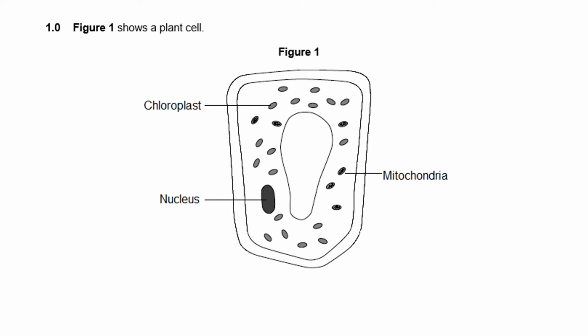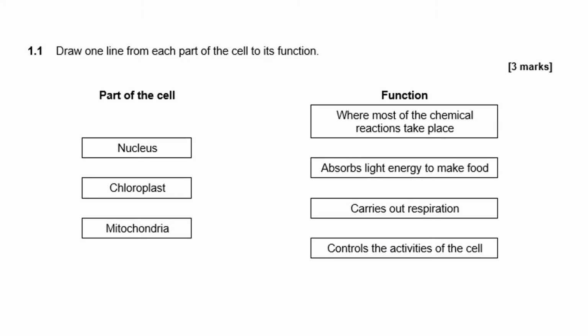So the first question that was given starts off with the diagram of a plant cell. So figure 1 shows a plant cell. You've got 3 of the structures that have been labelled on that plant cell. So you're probably already working out that you might be asked something about them. So question 1.1, draw one line from each part of the cell to its function, and it's worth 3 marks. The only tricky bit on here is they've given 4 options, so there's going to be one function that is not going to be used for your answer.